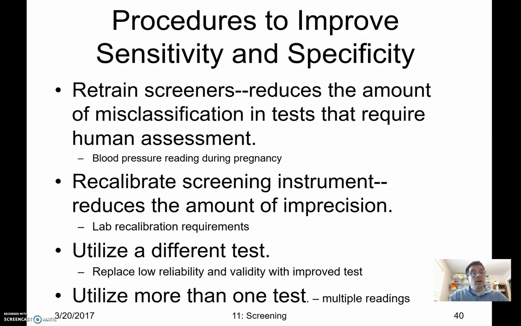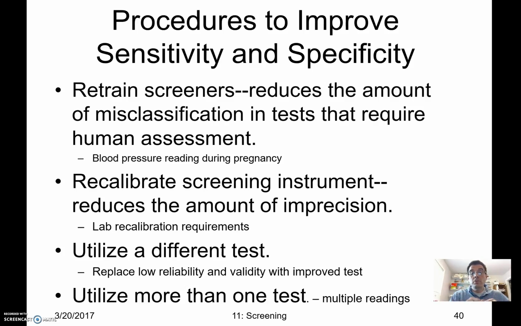For example, when doing a blood pressure reading during pregnancy, you would want to make sure that you're classifying those individuals that indeed do have high blood pressure. Or you can recalibrate the screening instrument, which would reduce the amount of imprecision. For example, I do this in my lab all the time, where every year certain instruments are recalibrated to ensure that I maintain sensitivity and specificity.